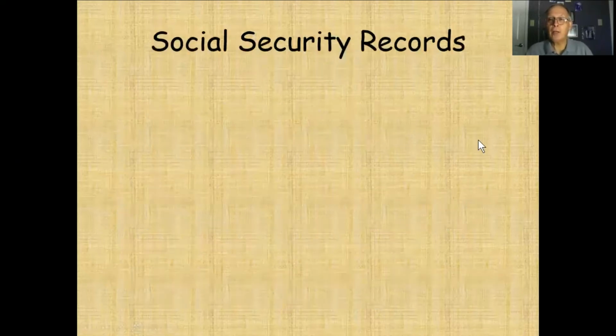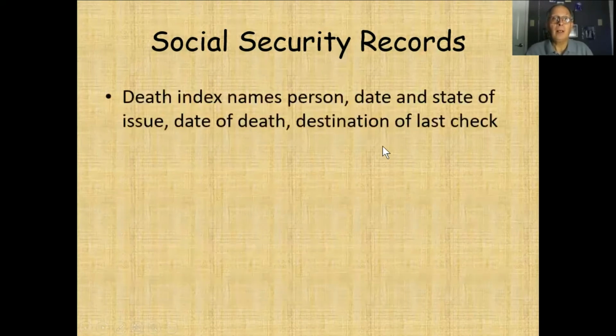Social Security records. Obviously, this is only going to be good for people that died after 1937 when they started giving out Social Security benefits, but it's good for contemporary people. The death index names the person, date and state of issue, date of death, and destination of last check. In other words, where the person was living before they passed on.